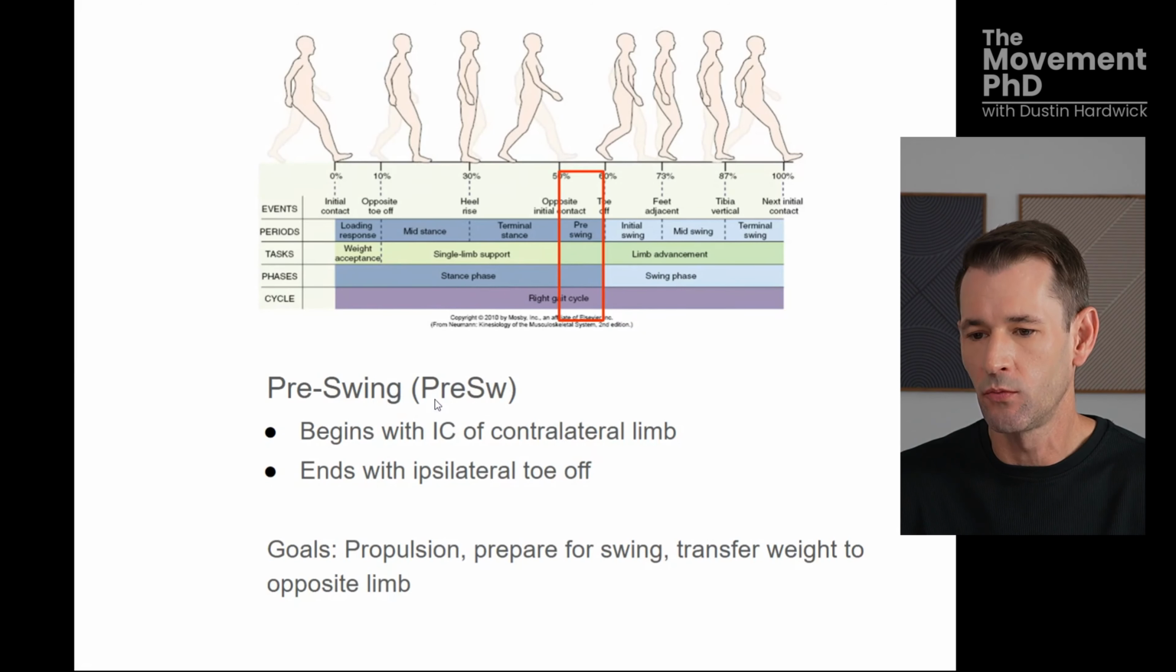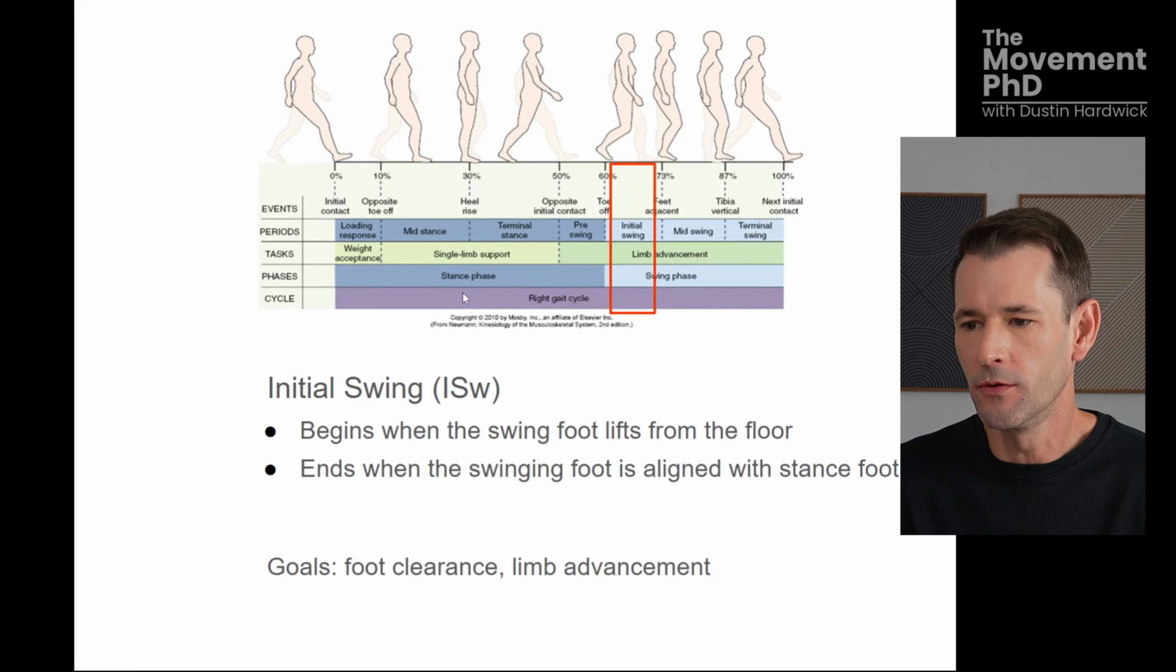So in our example, it's when there's initial contact of the left foot. And it ends with ipsilateral, in our example, right toe off. The goal of pre-swing is for propulsion and to prepare, which makes sense, it's pre-swing, so we're preparing for swing. Another major goal is transfer of weight to the opposite limb, because this pre-swing is in this second double limb support. So remember that 50 to 60% double limb support, we're transferring weight from our right foot to our left foot. Now we'll go through the periods of the gait cycle within the swing phase.